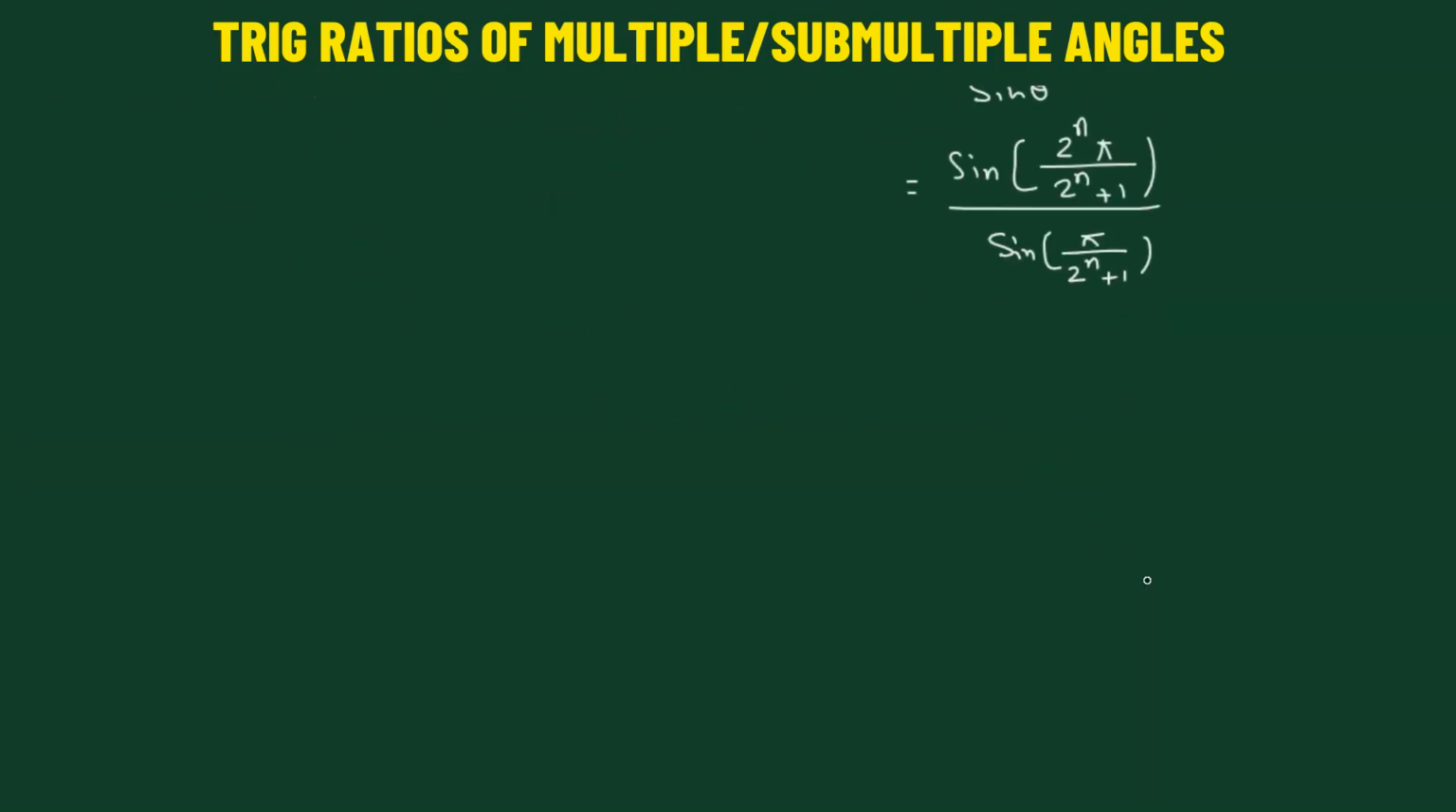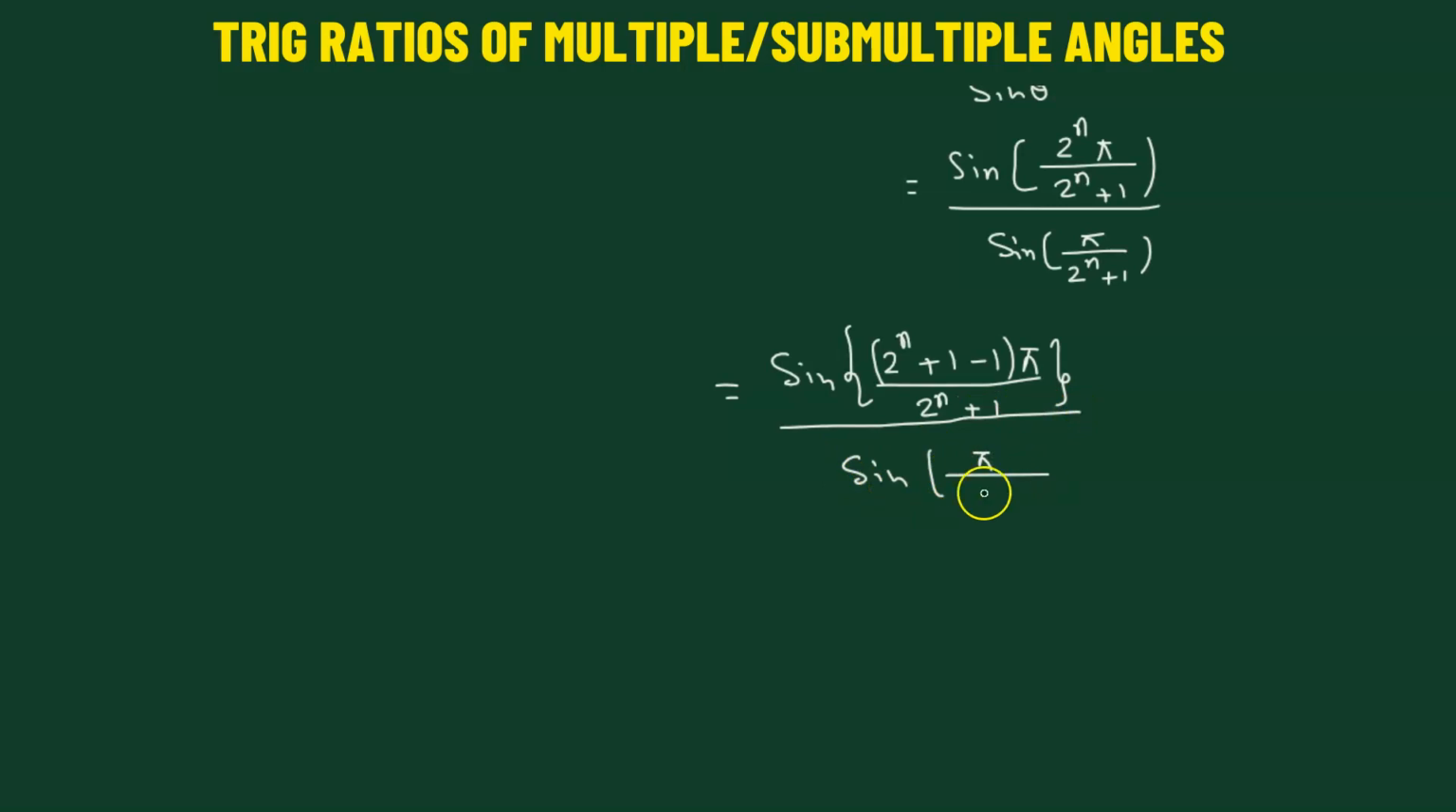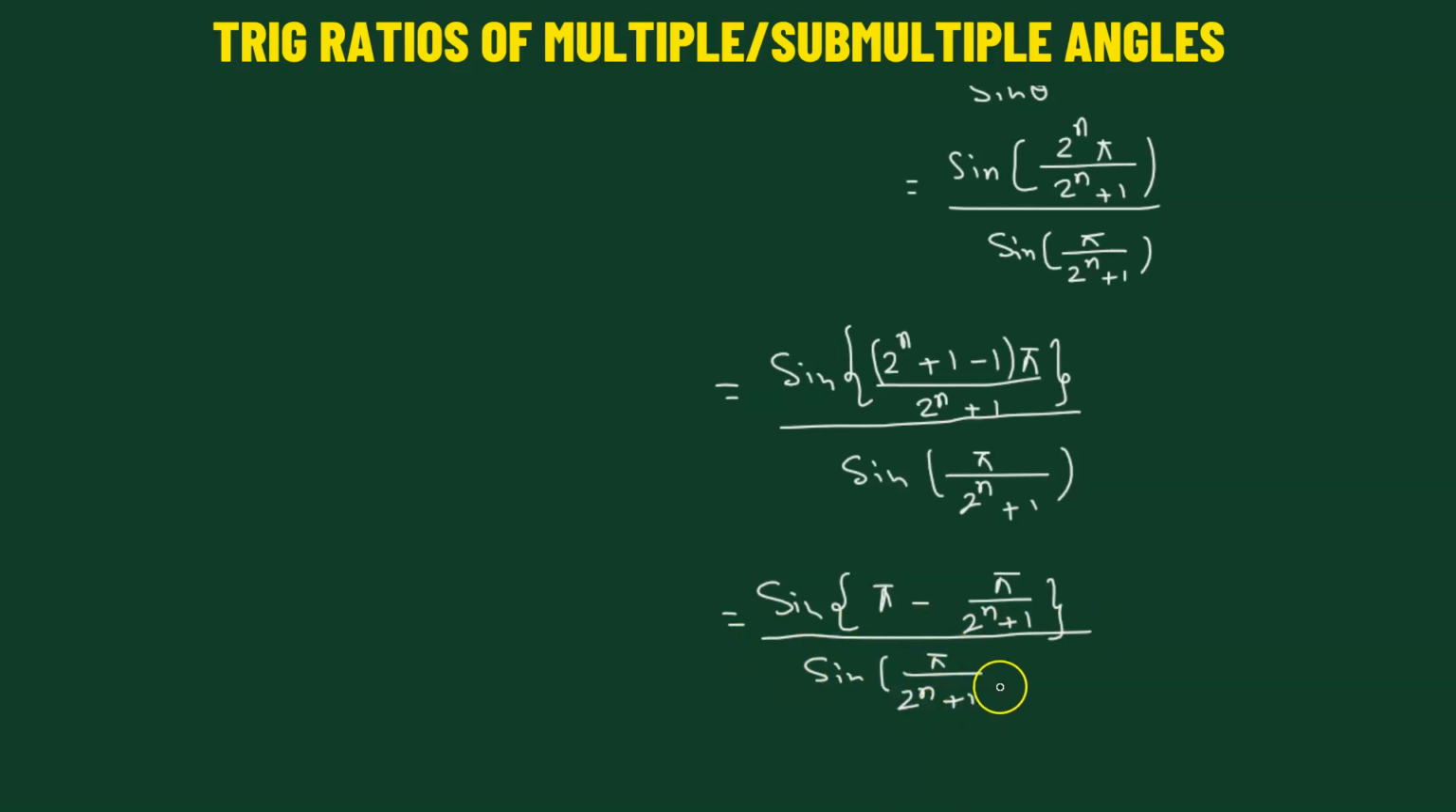Now we will manipulate the numerator portion. So here we can rewrite the numerator as sine of 2 raised to the power of n times pi, which can be expressed as 2 raised to the power of n plus 1 minus 1. So here we are adding and subtracting 1, multiplied to pi divided by 2 raised to the power of n plus 1, whole divided by sine of pi over 2 raised to the power of n plus 1. This will be equal to sine of pi minus pi over 2 raised to the power of n plus 1, whole divided by sine of pi over 2 raised to the power of n plus 1.